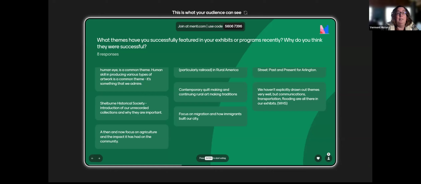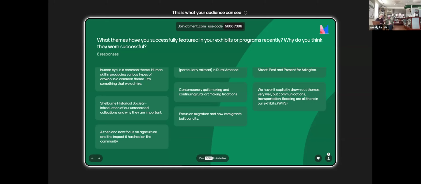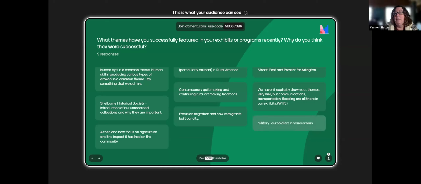Migration and immigration. Anybody have any thoughts on those ideas, or seeing anything specifically that speaks to you about that? And again, feel free to speak up, put it in the chat, or raise your hand and I can call on you.